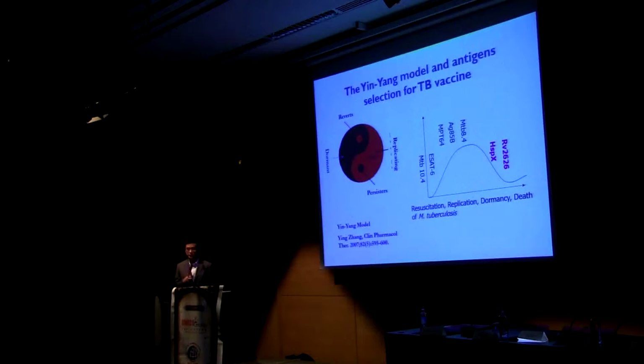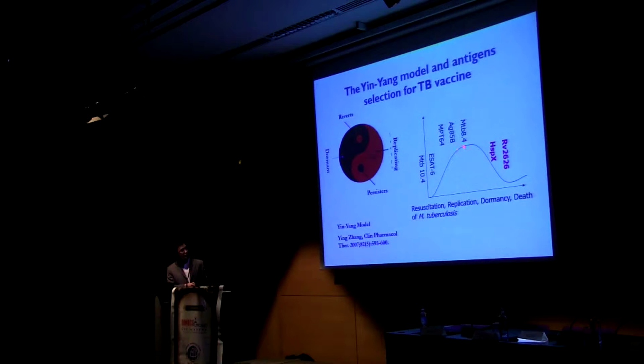So, according to this model, when we are infected with MTB, there are replicating and dormant bacteria at the same time in our body. So the subunit vaccine should contain antigens both from the replicating bacteria and from the dormant stage bacteria.